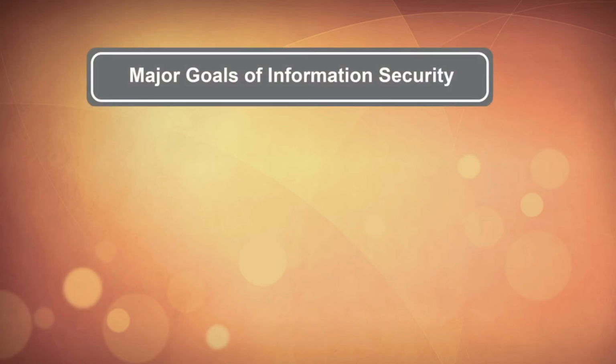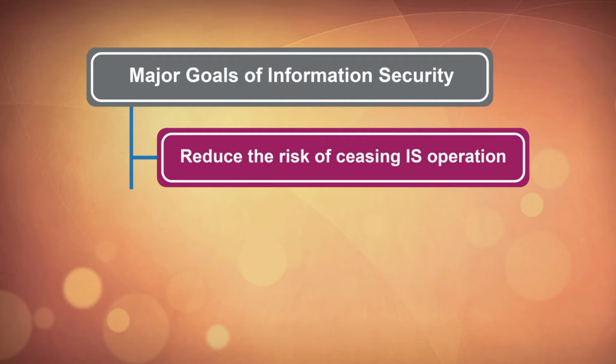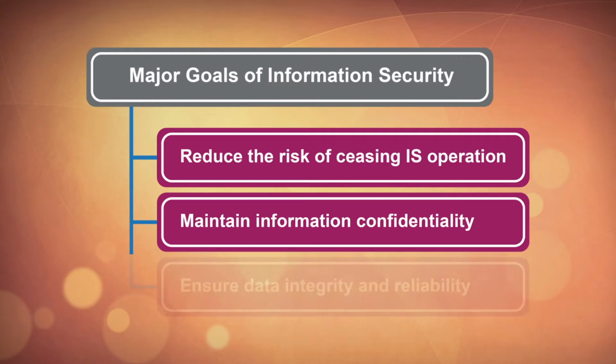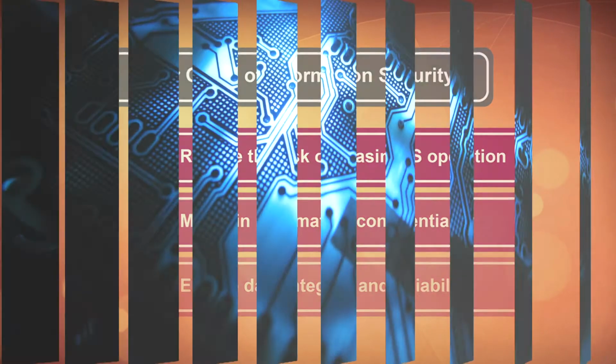Well, with the widespread of IT today, protecting IT resources is a primary concern for most organizations. Securing corporate MIS is becoming increasingly challenging. Major goals of information security are, firstly, to reduce the risk of ceasing IS operations, that is, the system downtime. We are trying to reduce the system downtime. Second is to maintain information confidentiality. And thirdly, to ensure data integrity and reliability.